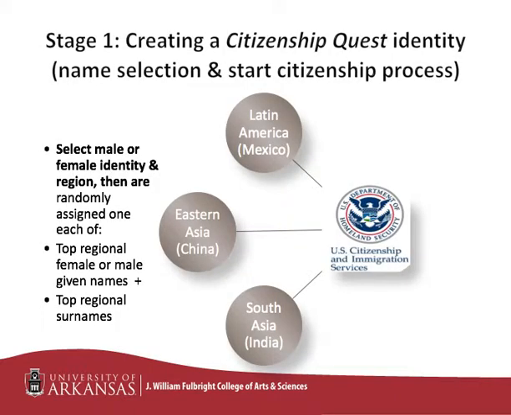So let's take a look at the first stage. This is creating your Citizenship Quest role-playing identity. Here, you'll be selecting your name, or you're having your name selected for you, and it'll be the start of the U.S. citizenship process. So what you'll do is you'll select whether you're going to be a male or a female identity, and then what region, in other words, what nation you're coming from, whether it's Mexico, China, or India, which are the top places where immigrants come from in modern United States of America.